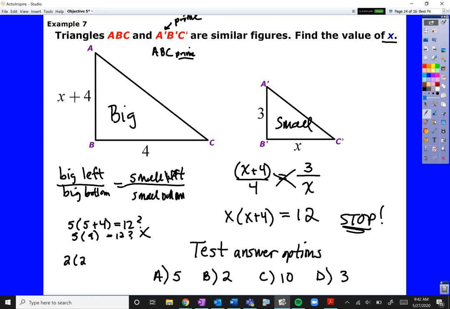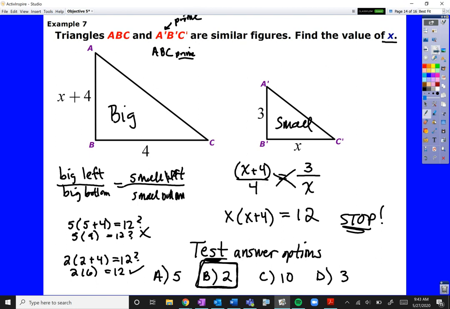Okay, let's test out 2. 2 in for x, wherever you see an x, so it actually goes in both times. Parentheses first, 2 times 6. Does that equal 12? Yes. So then you know that your answer is going to be 2. 2 is what will go in for x and make it true. So that's my suggestion. Test your answer options.